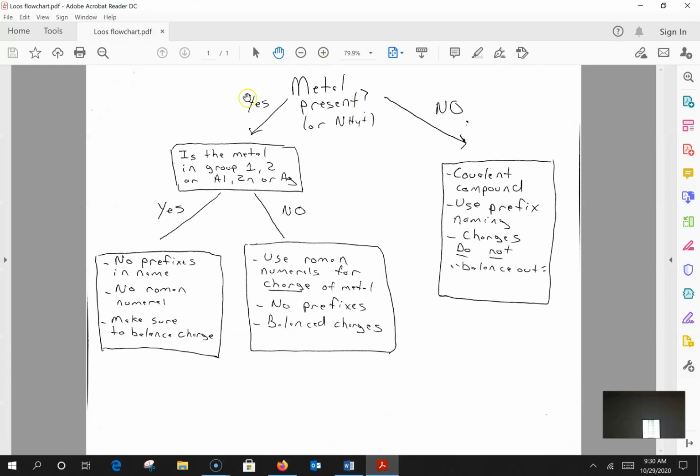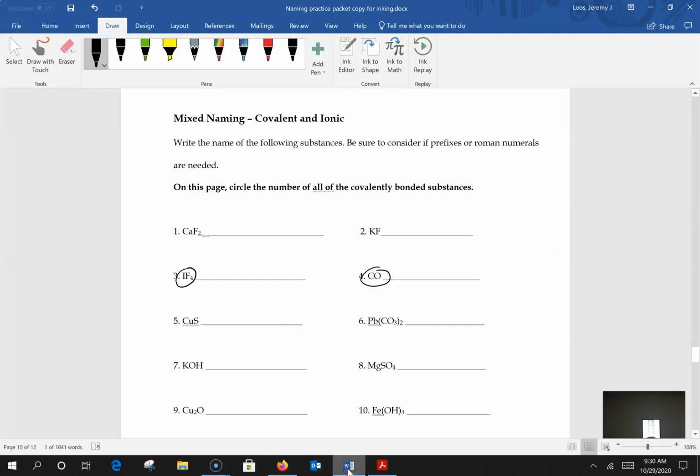Remember, whether a metal is present or not is the key. Or technically, ionic compounds can sometimes contain ammonium, like we just saw. If the answer to that question is no, it's going to be a covalent compound. If the answer is yes, it's going to be an ionic compound, and we're going to be over here. So for example, in the case of this page, I would definitely circle these two.